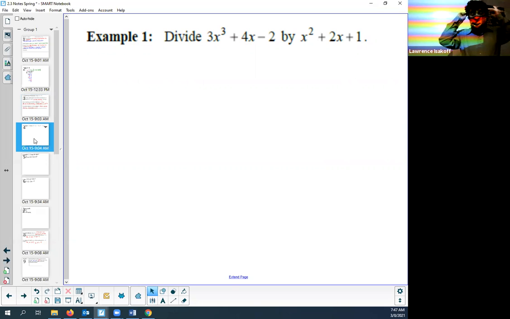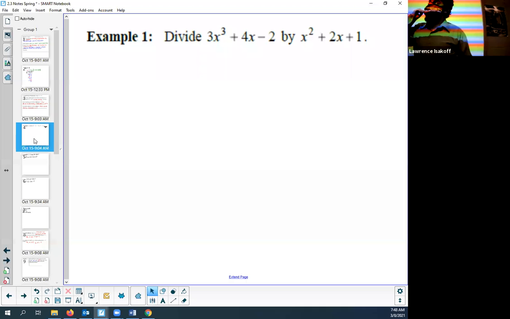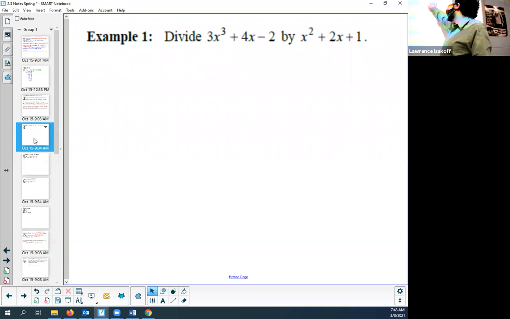So there are a few things happening here. I want to divide these. This example is going to be rather tough. A lot of the work I'm going to give you is not as hard as this example. Okay? Just wanted to throw that out there. But the process is unchanged. We want to divide these. This is 3x cubed plus 4x minus 2 divided by x squared plus 2x plus 1.